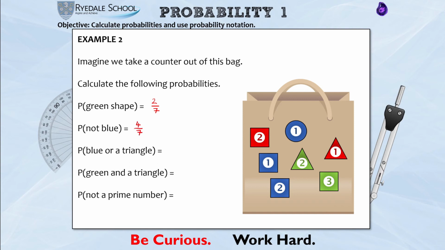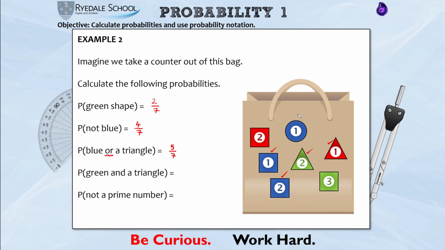My next probability introduces a new word. It's the word or. And it says the probability that is blue or a triangle. So we can count up the shapes that are blue, and we can count up the shapes that are triangles. And I'm just going to put a little tick next to these. 1, 2, 3, 4, 5. Just sometimes have to be a little bit careful if you have something that fits both criteria that you don't count it twice. So that one's 5 out of 7.